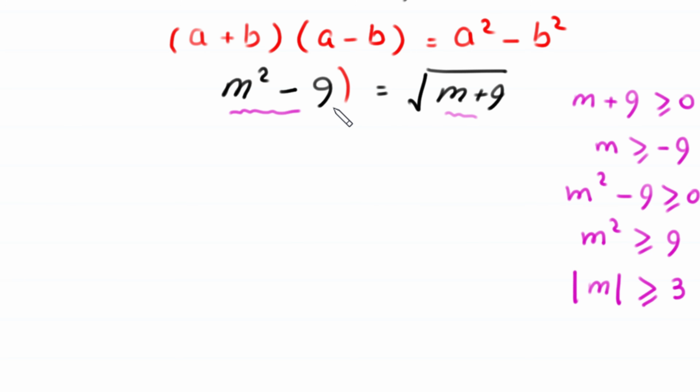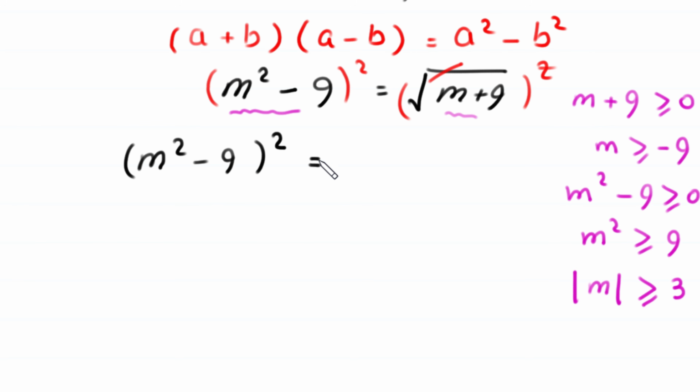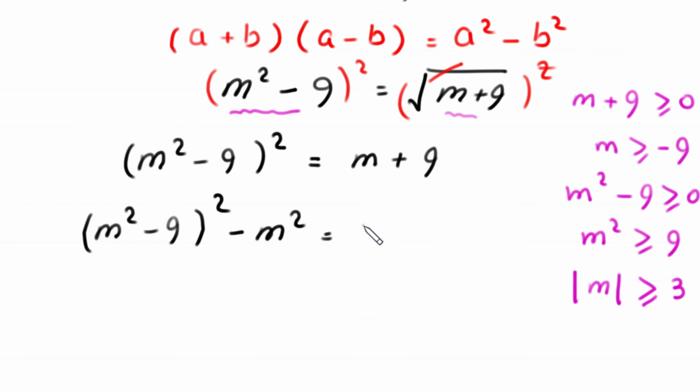We square both sides of this equation. So the square will be cancelled out with the square root, and we are left with m squared minus 9 whole squared equal to m plus 9. And we subtract m squared from both sides. This will become m squared minus 9 whole squared, we subtract m squared from the left hand side, equal to m plus 9, we subtract m squared from the right hand side.